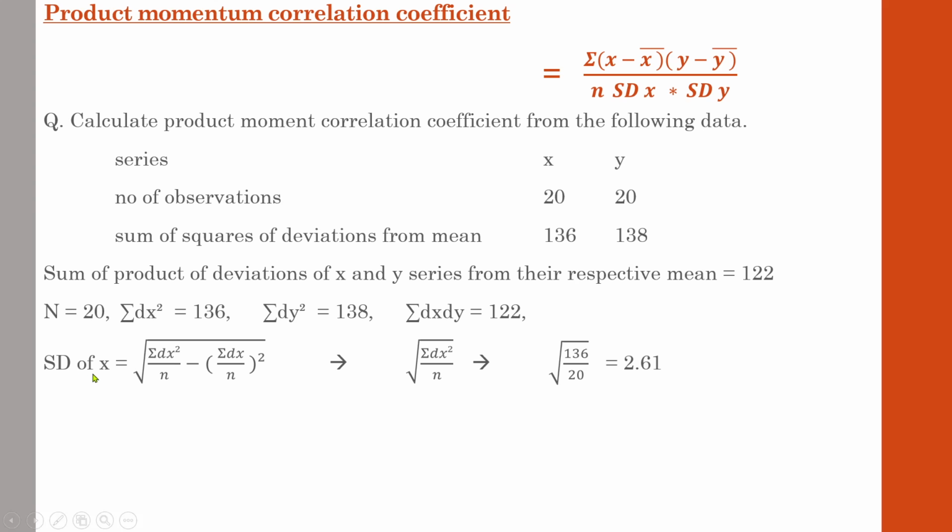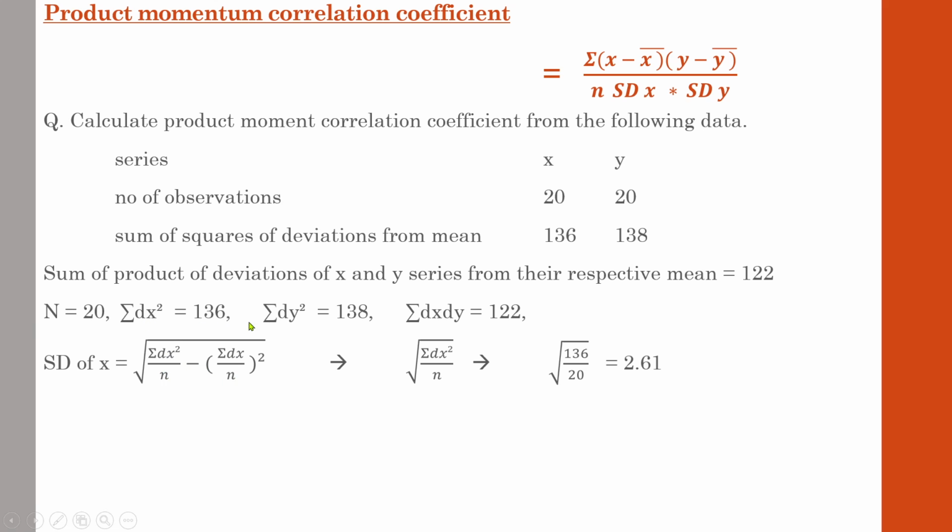Here the standard deviation of x is the root of sigma dx square by n minus sigma dx by n the whole square. You may think that in the previous question we used another equation. That was one method. In this case we are using the deviation method. Remember, it doesn't mean that you need both sets of values. If you have only one set of values, you can also find the answer.